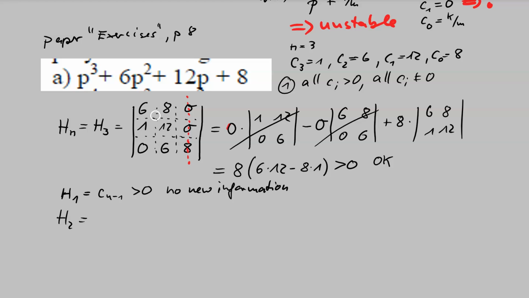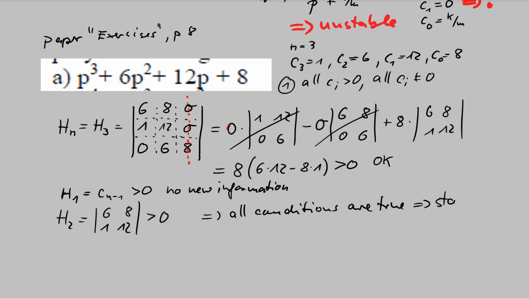H2 is now the subdeterminant top left, northwest, we can say, 6, 8, 1, 12, and this you see we have already checked. This is larger than 0, so all conditions are true. So the system with this denominator is stable.